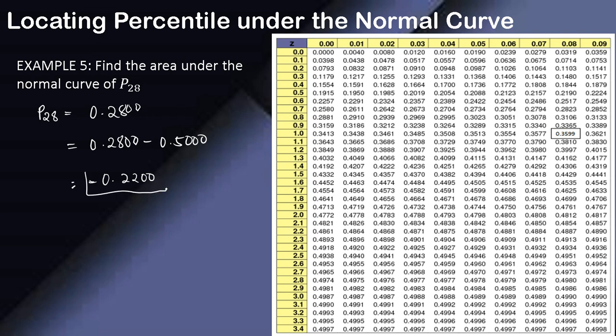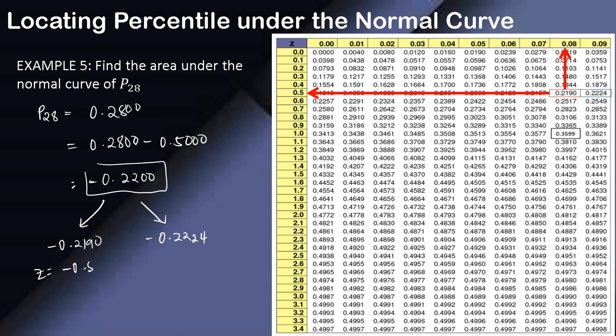Since it is negative again, of course we expect our z-score to be negative too. So let's look for the two closest values since there is no 0.2200 there. The first is negative 0.2190 and the other is negative 0.2224. Therefore, since that is negative, we have negative z-scores also. It will be negative 0.58, and the last one is negative 0.59.